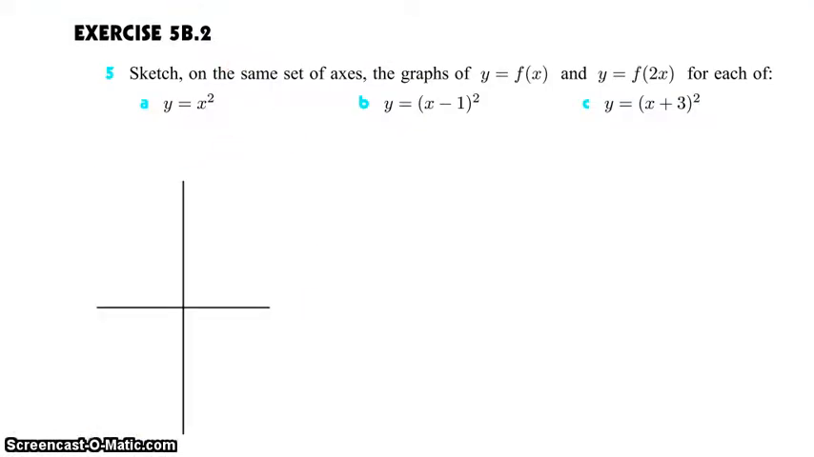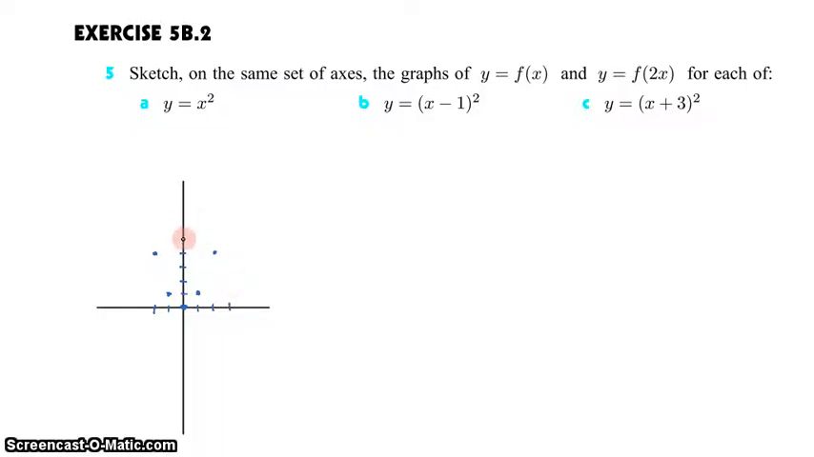In our standard parabola, when x is 0, 0 squared is 0. We go through the origin. When x is 1, 1 squared is 1. We go through the coordinate 1, 1, and negative 1, 1, because negative 1 squared is also 1. When x is 2, 2 squared is 4. So we go through 2, 4, and negative 2, 4.